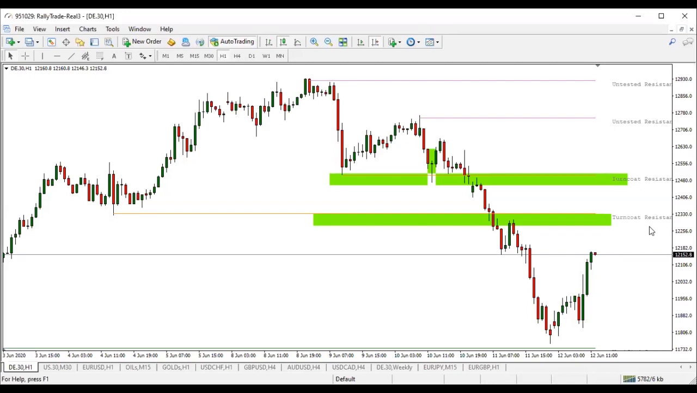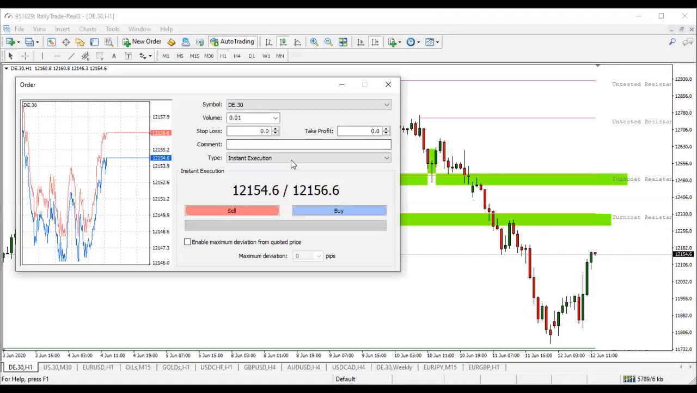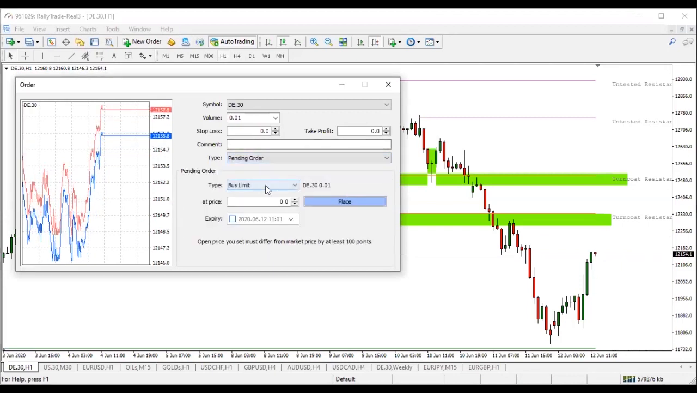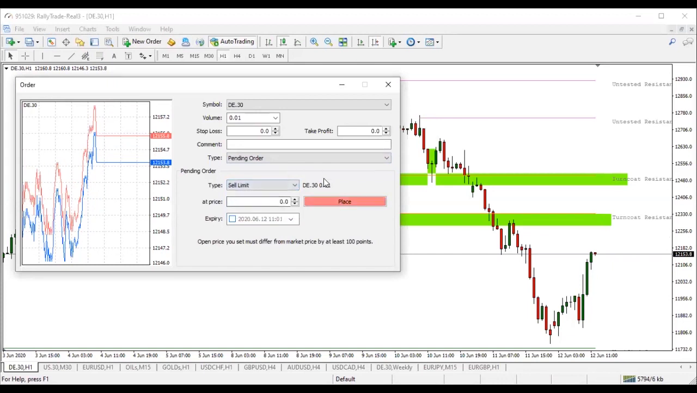That's what I do. But if you are so much sure, like, I'm very sure, 100%, if the price gets to this turncoat resistance, it will not go further, it will go down. Then why not? You can use a sell limit. Click on new order. Instead of instant, change it to pending order. Instead of buy limit, choose sell limit. Since you believe it will continue to trade, sell.